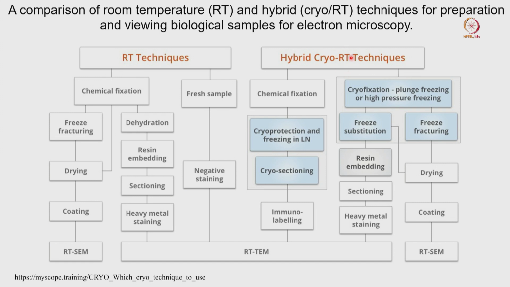On the other hand, there is a hybrid mode where we can use the cryo as well as the room temperature techniques together. What we can do is a cryofixation, so your resin block, your tissue, everything will be preserved there. Then you can use cryoprotection and freeze in liquid nitrogen, after chemical fixation, and then you can perform the cryosectioning.